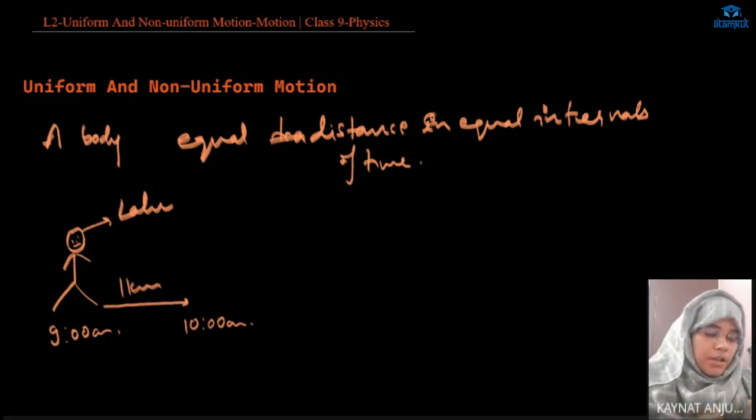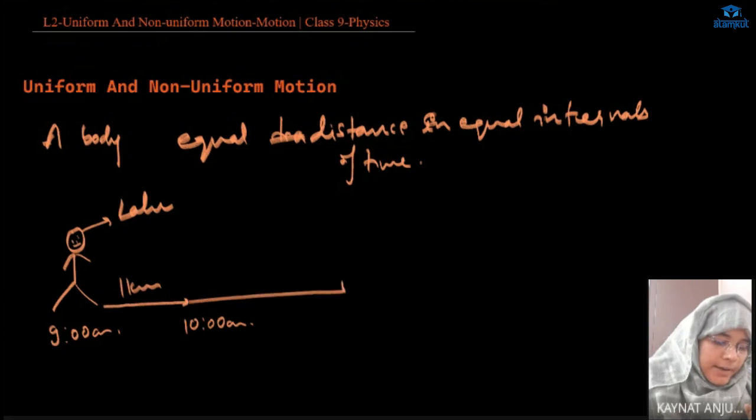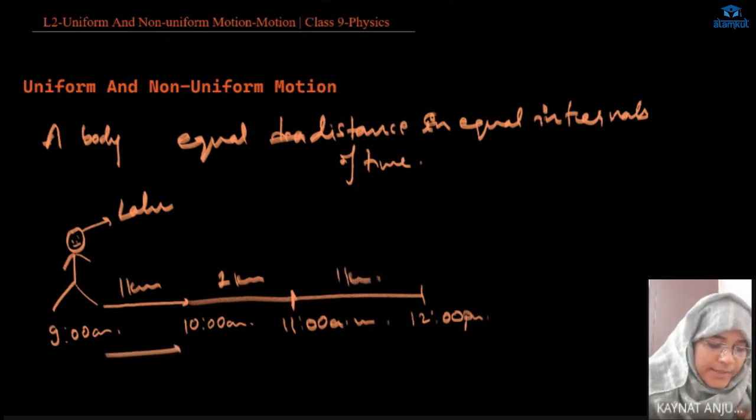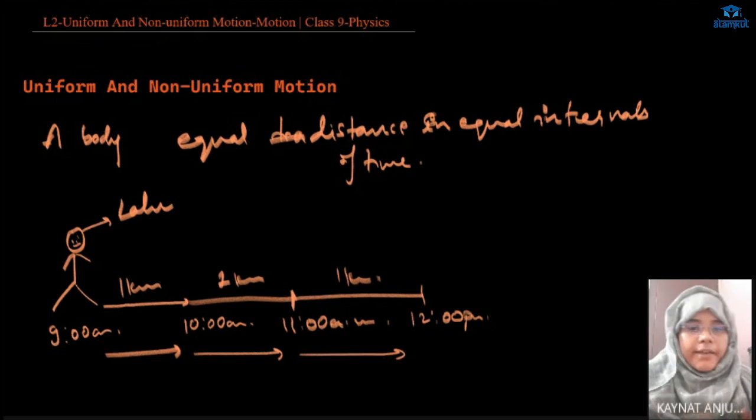He's going very slowly. So he has traveled 1 kilometer, and then again at 11 a.m., an hour's difference, he has traveled 1 kilometer again. Then again at 12 noon, he has traveled 1 kilometer. It means every hour he's traveling 1 kilometer.